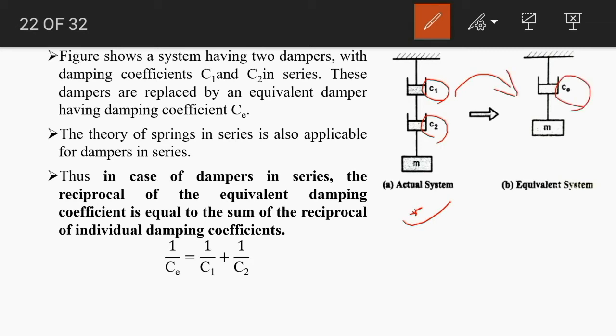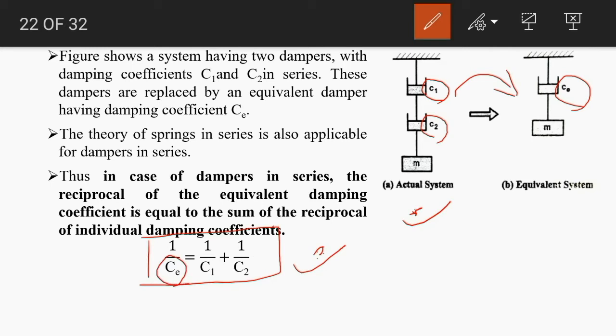For that we can also get the equivalent damping coefficient by applying the theory of springs in series. So we can get the similar relationship: 1 upon Ce is equal to 1 upon C1 plus 1 upon C2, and using this relationship we can find out the equivalent damping coefficient.